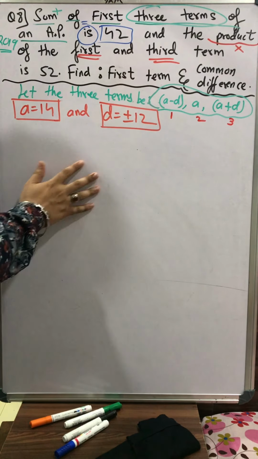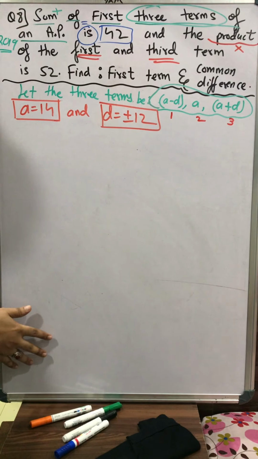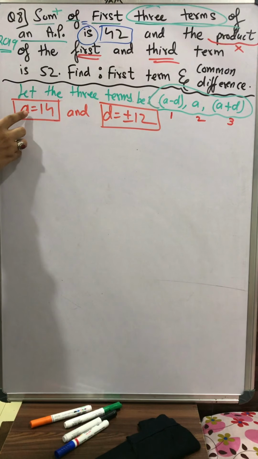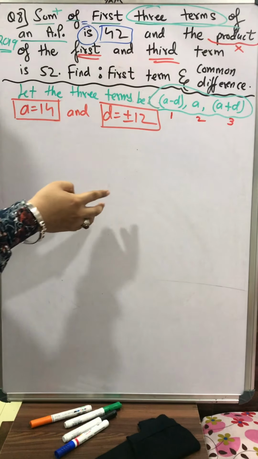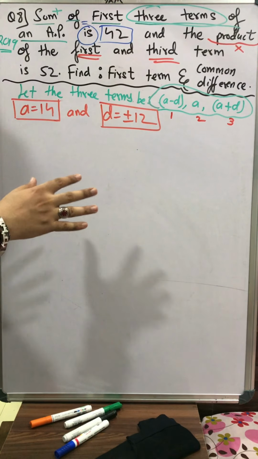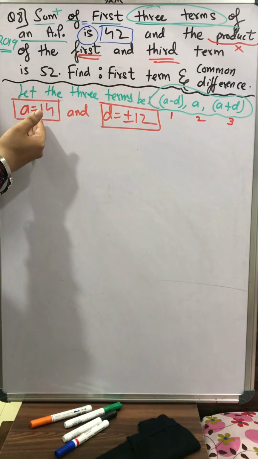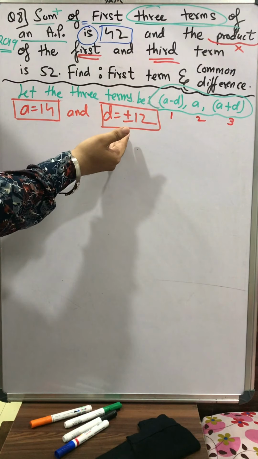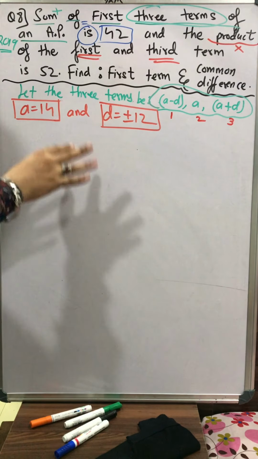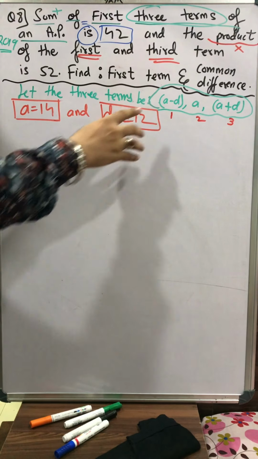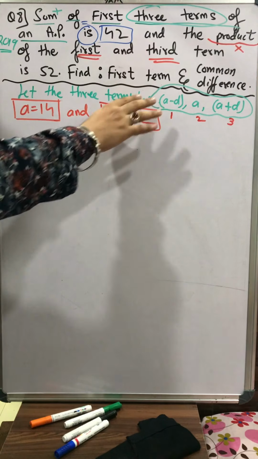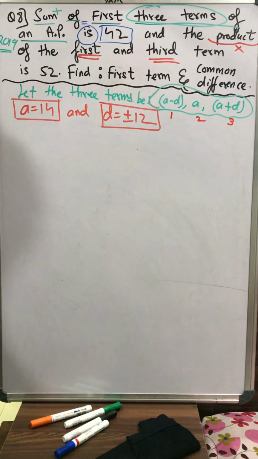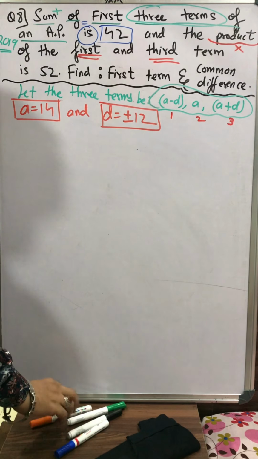So students, I have erased completely all the things from here, but I have noted down that we got the value of A as 14 and we got two values of D, which is plus minus 12. Although our sum ends, we got the required answer, the first term A 14 and the common difference D as plus minus 12. Then, students, I'll be finding the three terms for you. Generally in many of the sums they ask you to find the three terms. So now how to find the required terms, students?